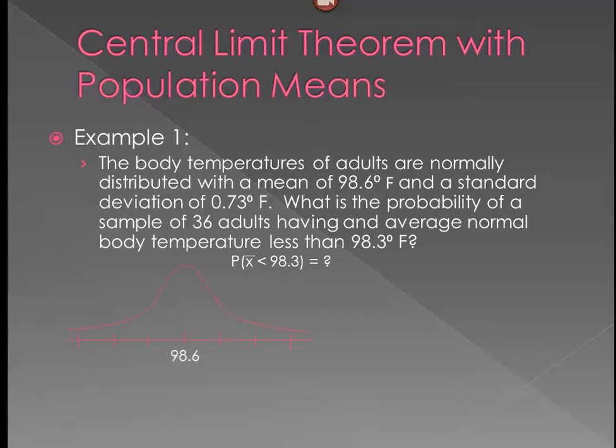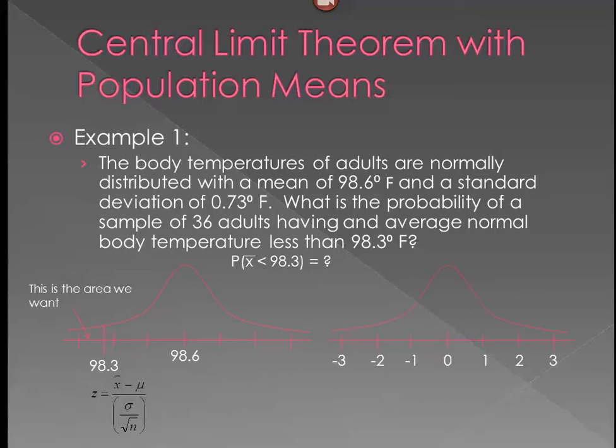So we have 98.6 here at the middle, and 98.3 is somewhere here on the left. We're not exactly sure how far, but definitely on the left somewhere because it's less than 98.6. The area that we're after, since we're looking for a probability, is the area to the left of 98.3. So that left-hand tail area is what we want.